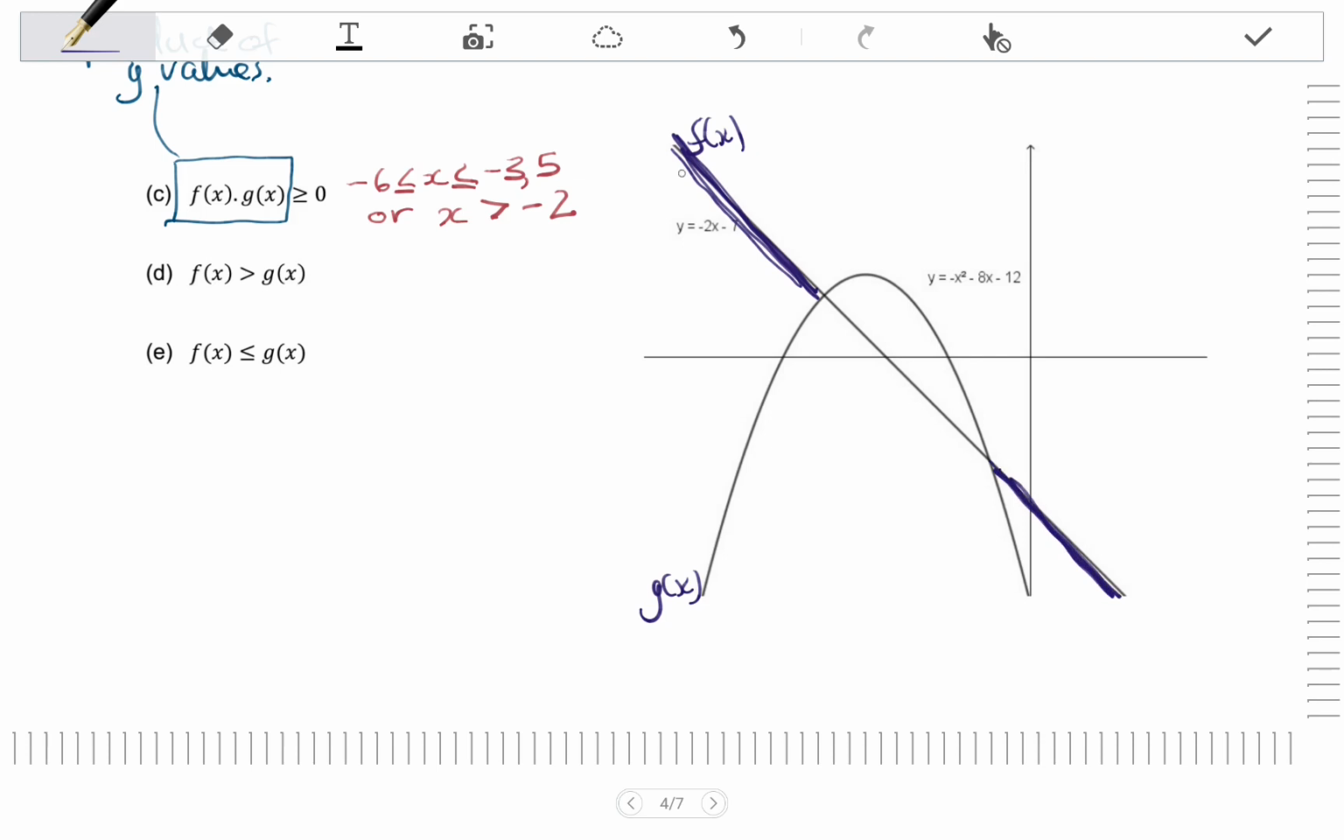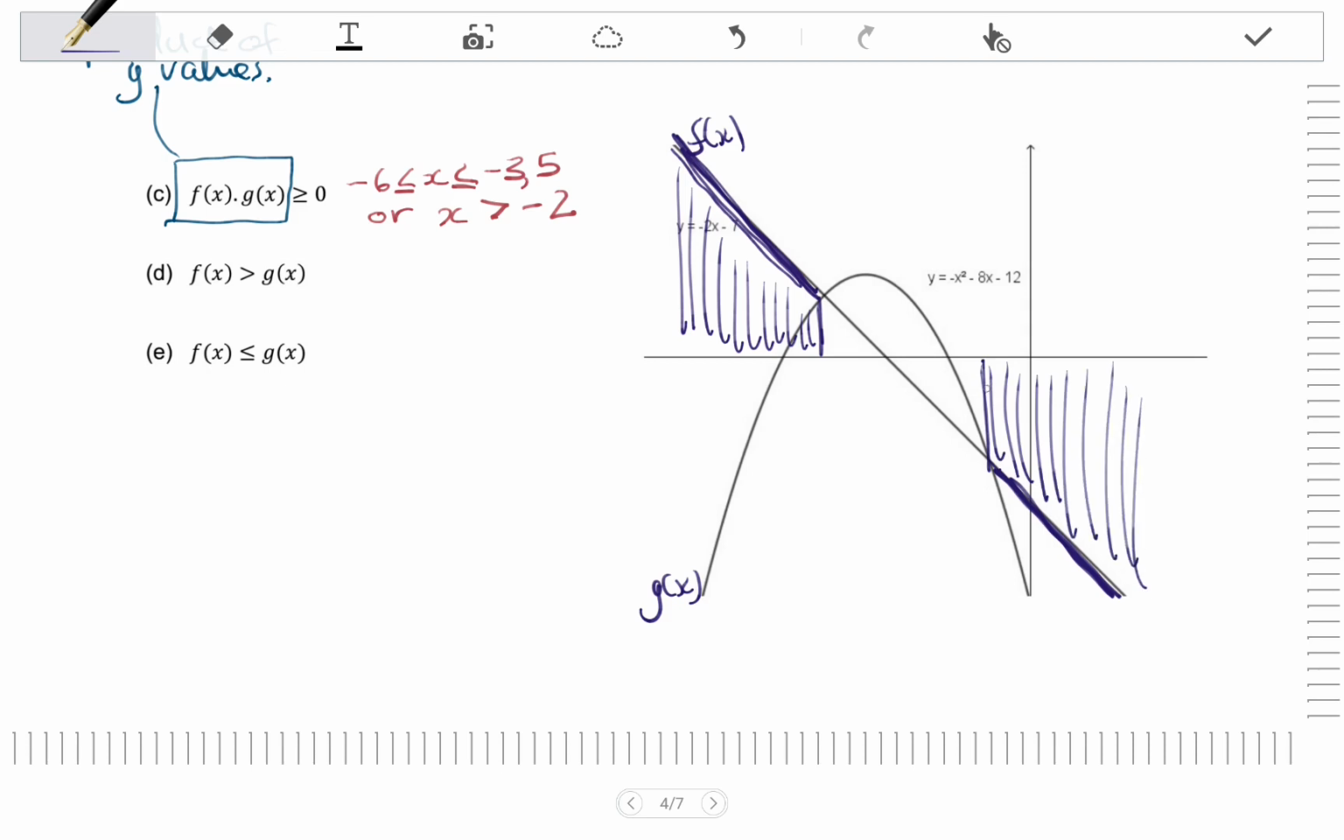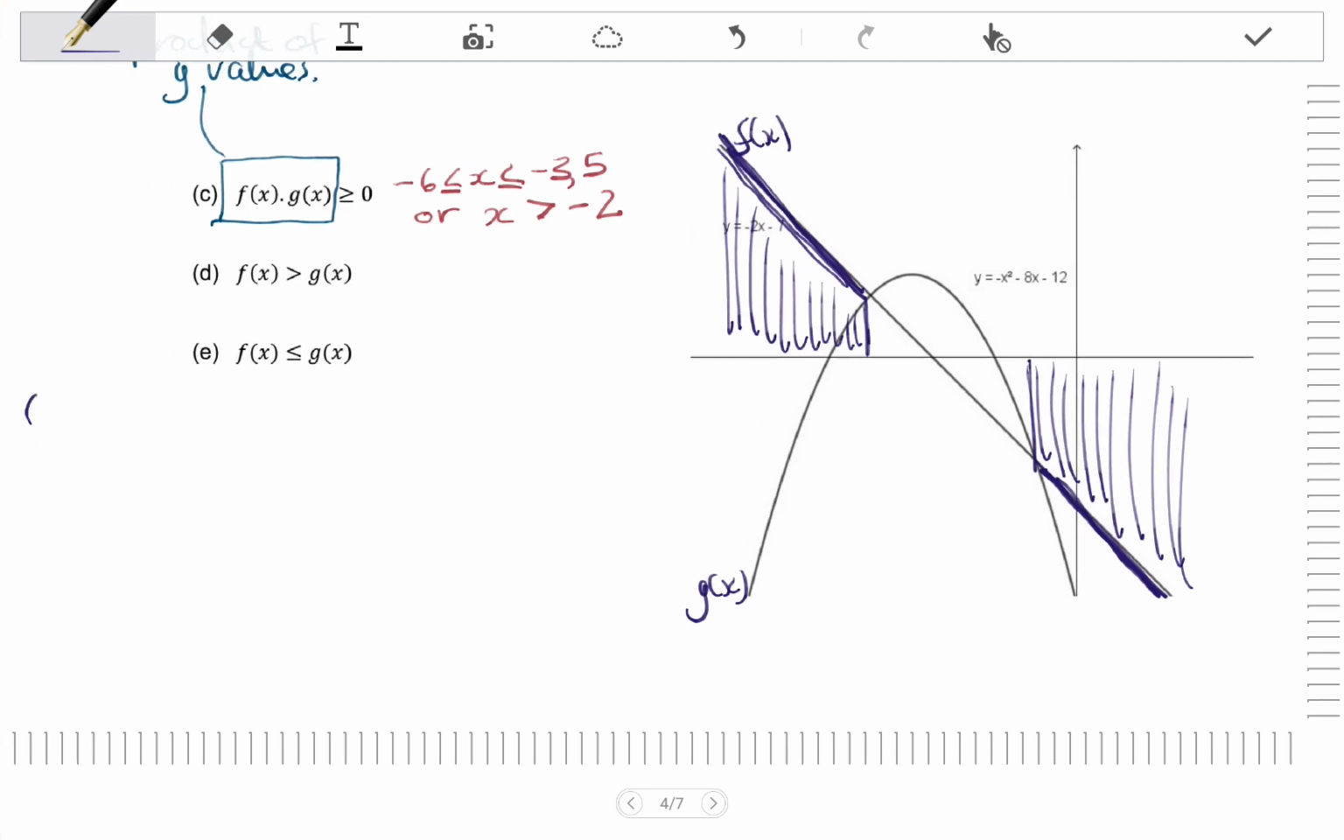So the parts of the graph that we are interested in are here, and it changes at the point of intersection, and this part here, these x coordinates where things have changed at the points of intersection. So we need the x values of the points of intersection. So for D, we need to do a bit of a calculation. We need to calculate the points of intersection. To calculate the points of intersection, we equate the graphs.